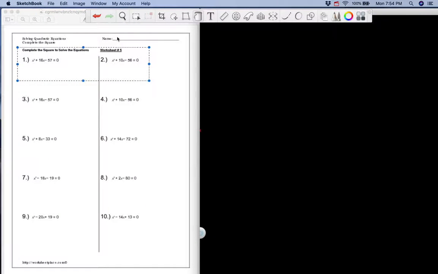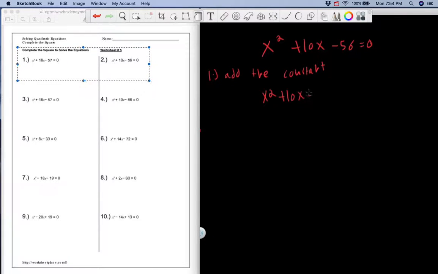All right, let's take a look at number 2. We have x squared plus 10x minus 56, and that's equal to 0. So what we're trying to do is use completing the square here to solve for x. The first step is to add the constant on both sides. So we're going to add the 56. We're left with an equation where x squared plus 10x is equal to 56.